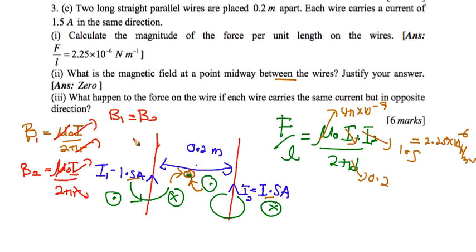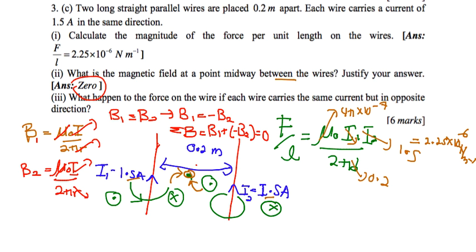But the direction of B1 is into the page, and the direction of B2 is out of the page, meaning they are in opposite directions. So B1 is equal to minus B2 because of direction, meaning the total or net magnetic field B at the midpoint is equal to B1 plus or minus B2, which is equal to 0. That's why the answer is 0.